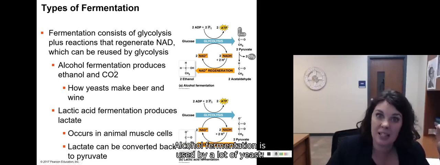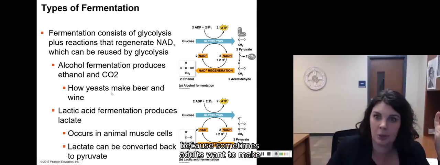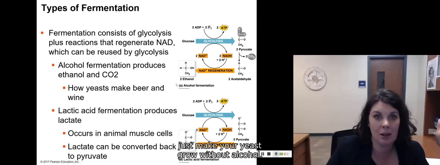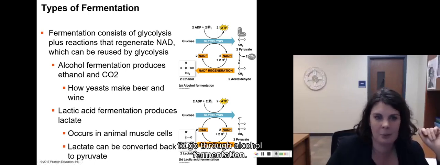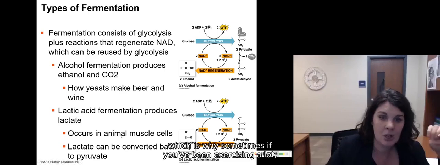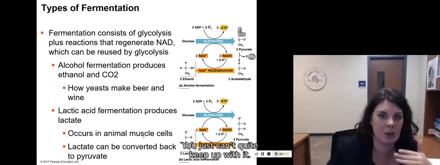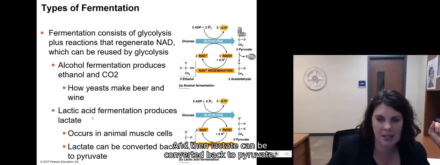Alcohol fermentation is used by a lot of yeast. So if you want to make beer or wine, because sometimes adults want to make those things, you just make your yeast grow without oxygen, and they're going to go through alcohol fermentation. Animal muscle cells can go through lactic acid fermentation, which is why sometimes if you've been exercising a lot, your cells are needing to make a lot of energy, and you're breathing really fast, but you just can't quite keep up with it. Your muscles might get a little sore from that lactate buildup. And then lactate can be converted back to pyruvate.